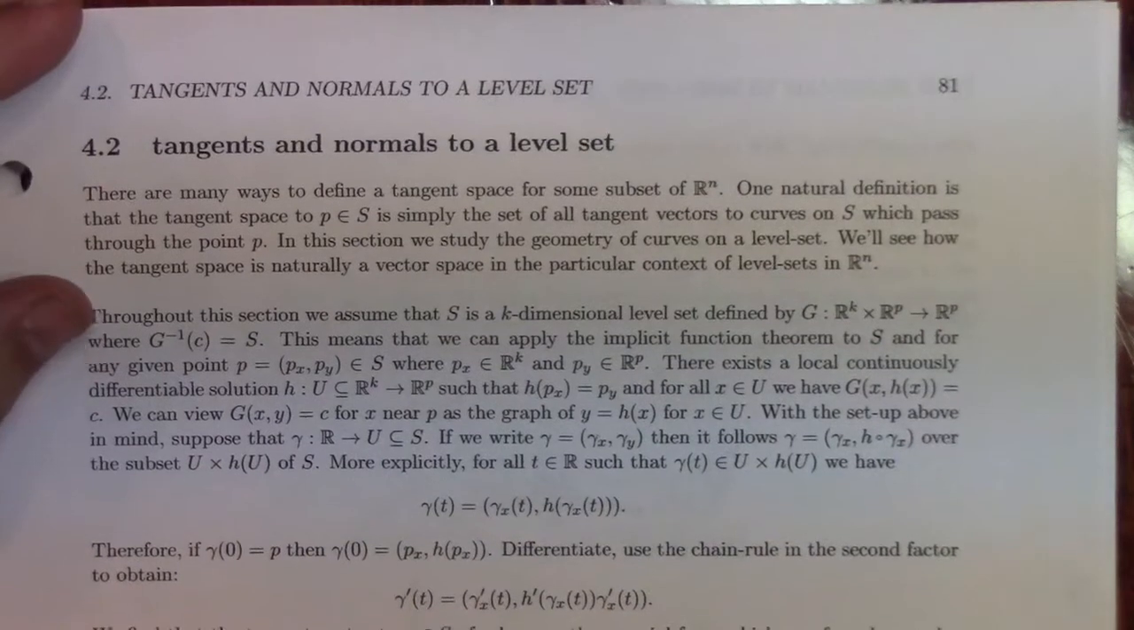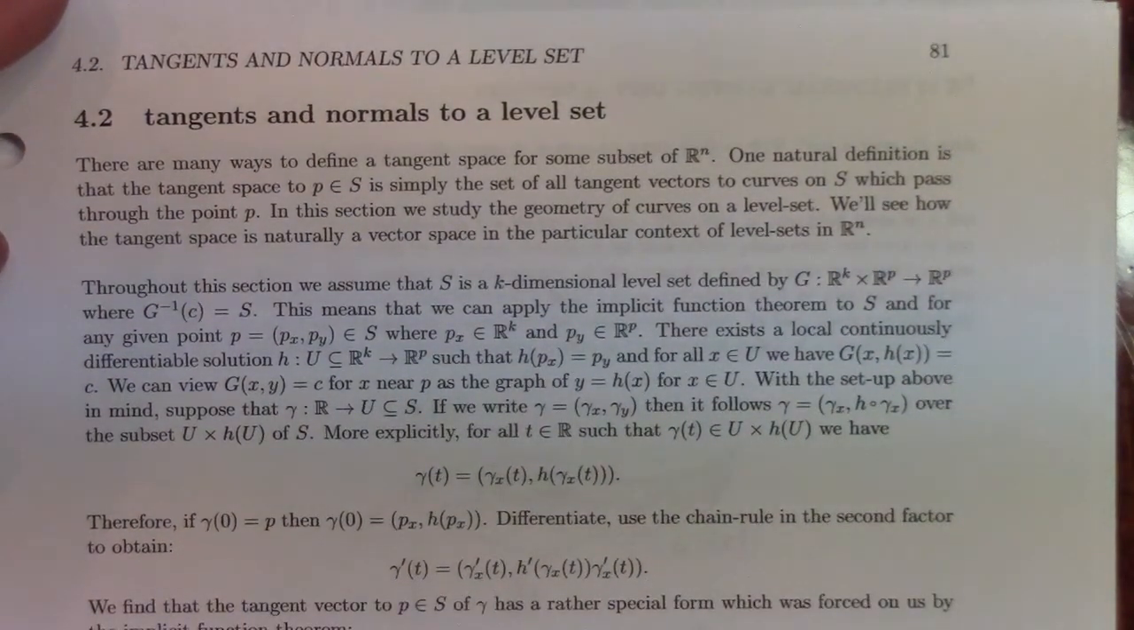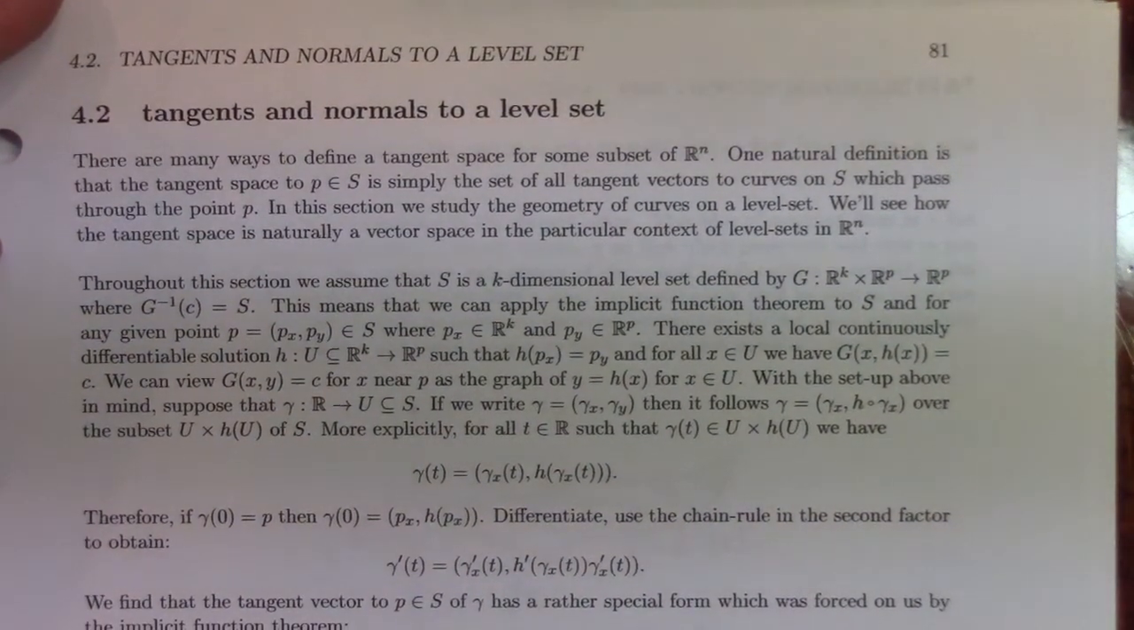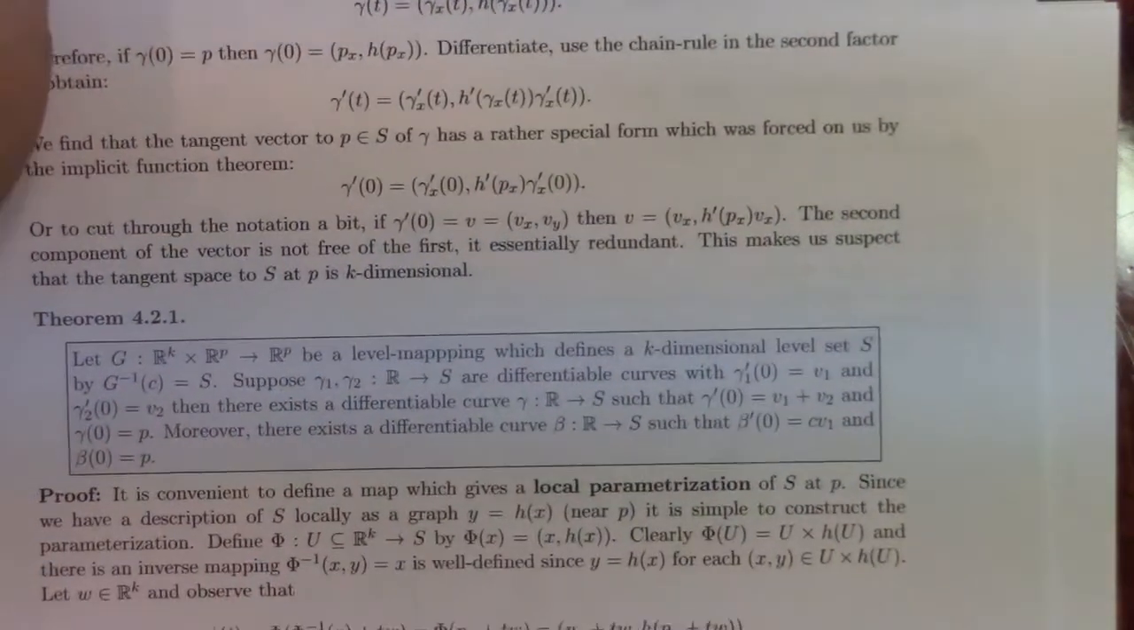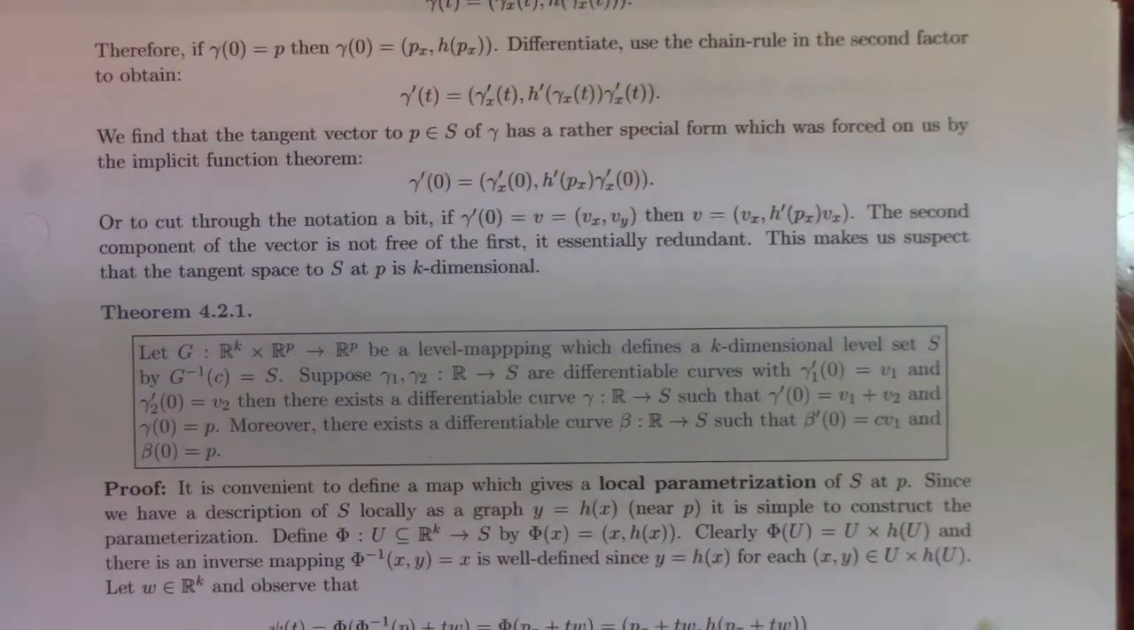section 4.2, I give an argument here which basically explains why, if you look at an implicitly defined surface, if you're given two vectors in the tangent space, in other words, they're velocity vectors for curves, then you can construct a third curve which has as its velocity vector the sum of the two vectors that you're given, and you can construct another curve which has a scalar multiple of the velocity vector that you're given. And the argument's down here, and it's a little bit sneaky.